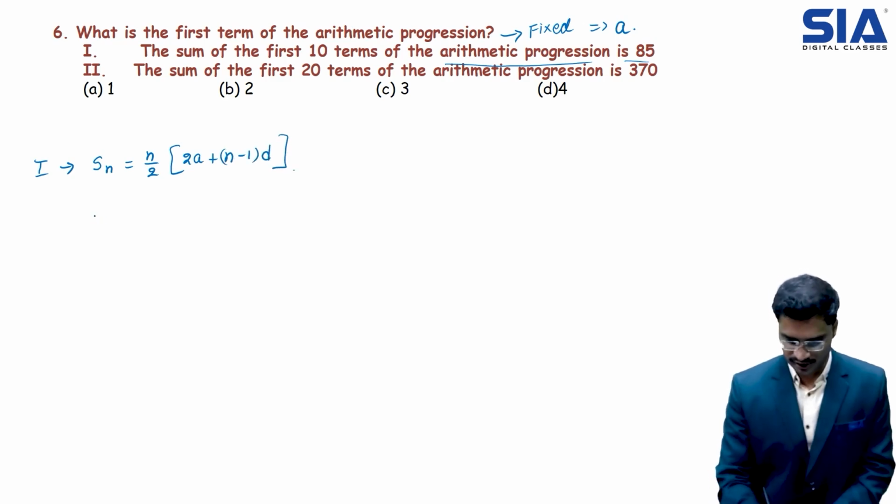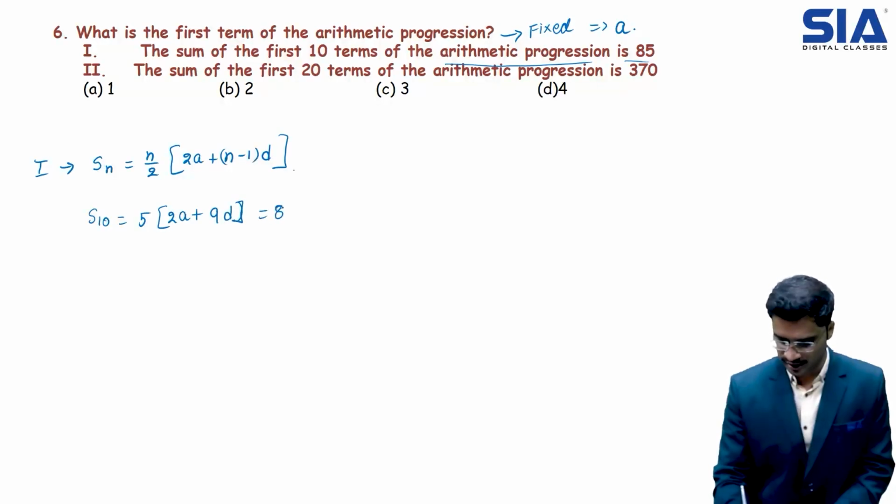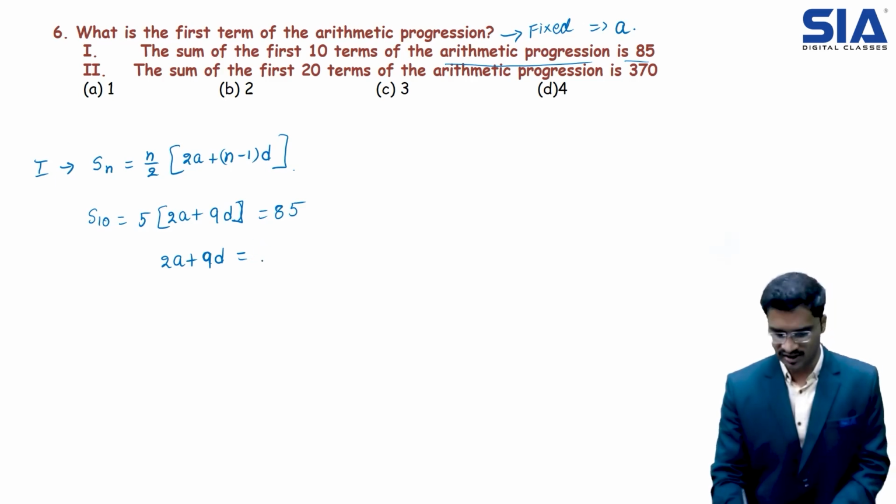Okay, let us substitute the n value here. The sum of 10 terms is 10 by 2, which is 5, into 2a plus 10 minus 1, which is 9d. This sum is given as 85. Then 2a plus 9d is 85 divided by 5. 85 divided by 5: 5 ones are 5, 5 sevens are 35. So 2a plus 9d is 17. This is the first statement.